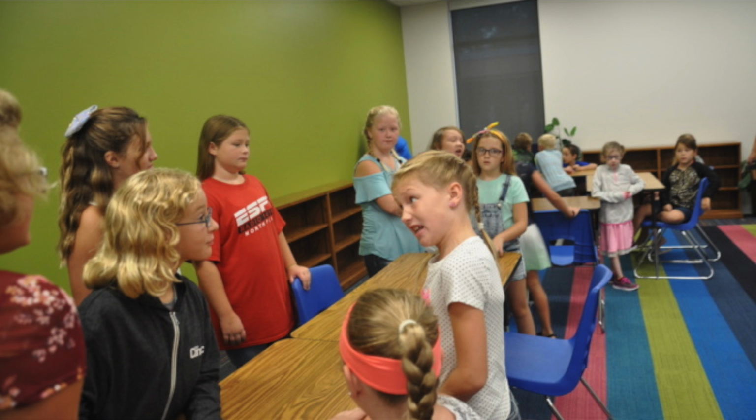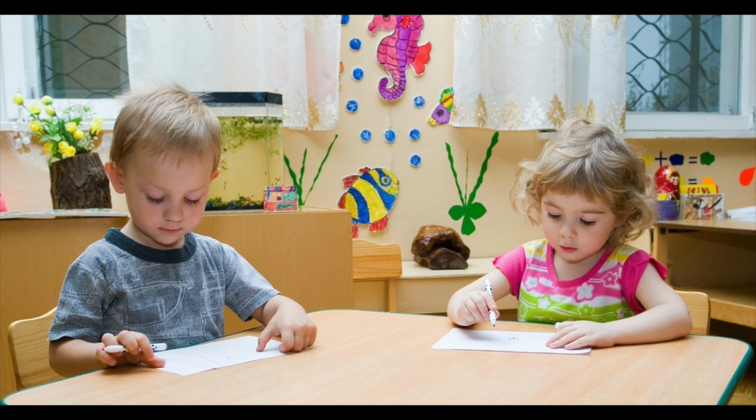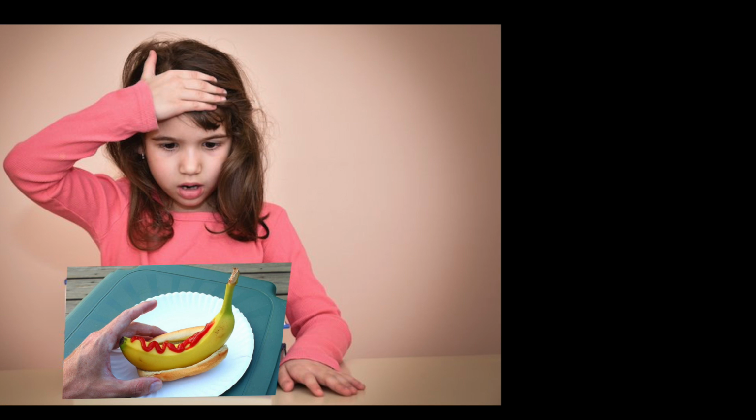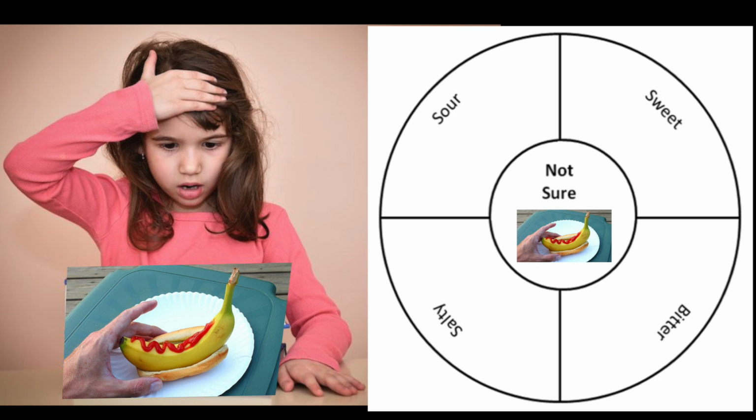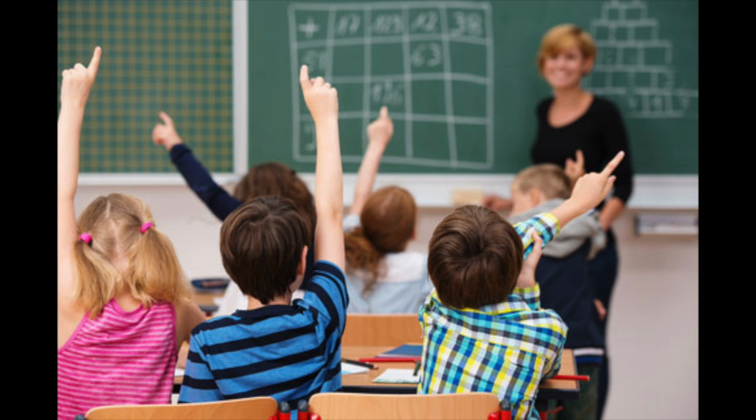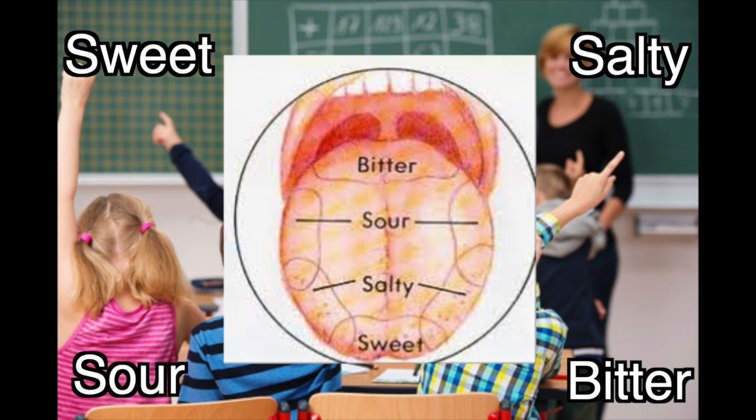Tenth, when students come back to the classroom after lunch, have them draw a picture of each food on their paper plates where they think it fits. Tell them that if they are not sure what taste to use, they may draw that food in the middle circle labeled "Not Sure." When finished, discuss the taste of each food. Use descriptors such as sweet, salty, sour, and bitter. Talk about what part of their tongues reacts to each taste.